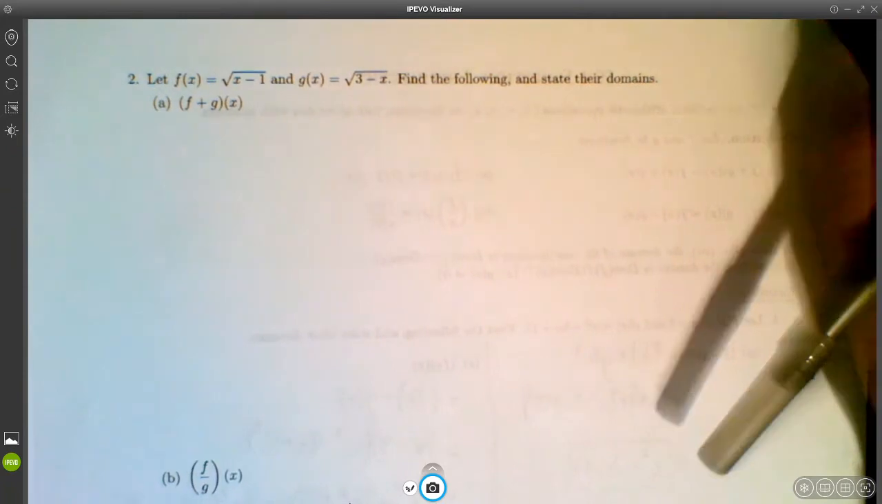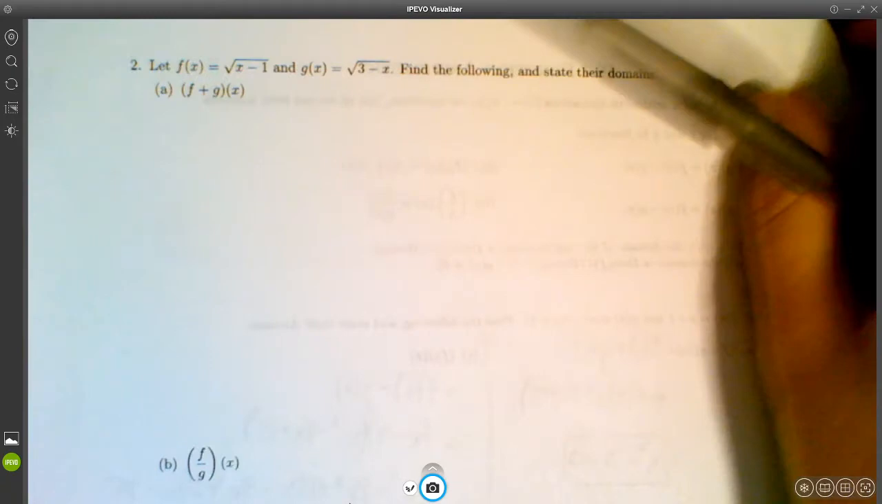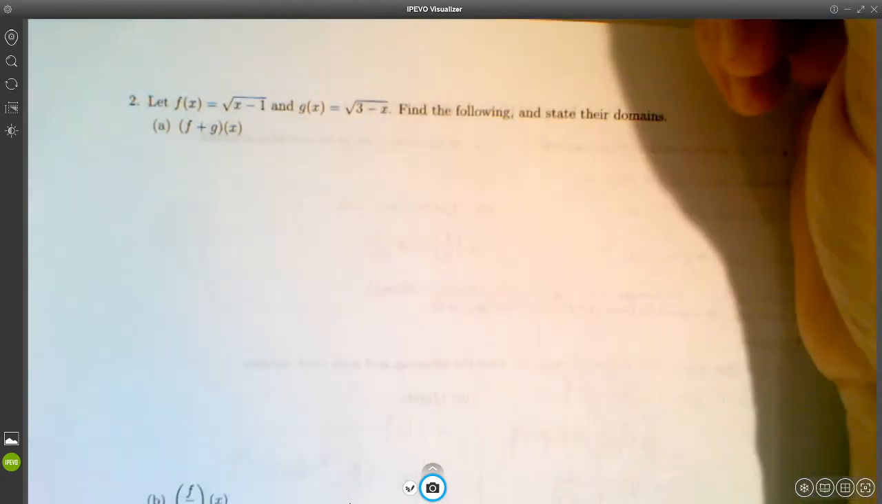So here we've got f of x is square root x minus 1, and g of x is square root 3 minus x. So let's find f plus g and f divided by g. So we'll just do f plus g and f divided by g, and then part C is asking for something kind of a little bit different. But let's find f plus g first.